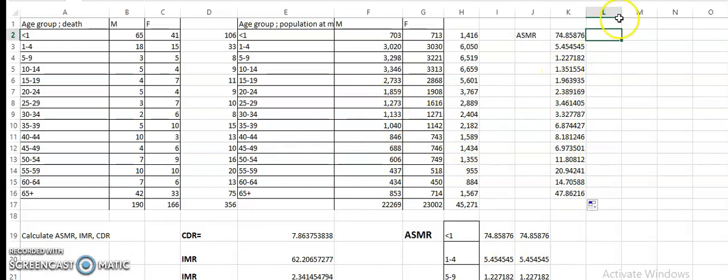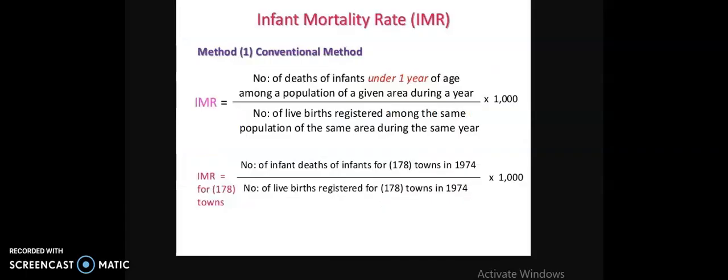So now let's calculate the infant mortality rate. The numerator will be infants who died in the given year, that is 106, over the infant population. Let me show you the formula. So this is the formula.